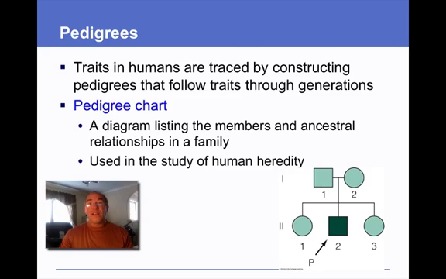Pedigree charts are a graphic representation of various generations, and we list different generations by line. So here's the first generation here, the second generation here. This second generation are the progeny of the first generation. So there are special symbols to represent these different individuals.